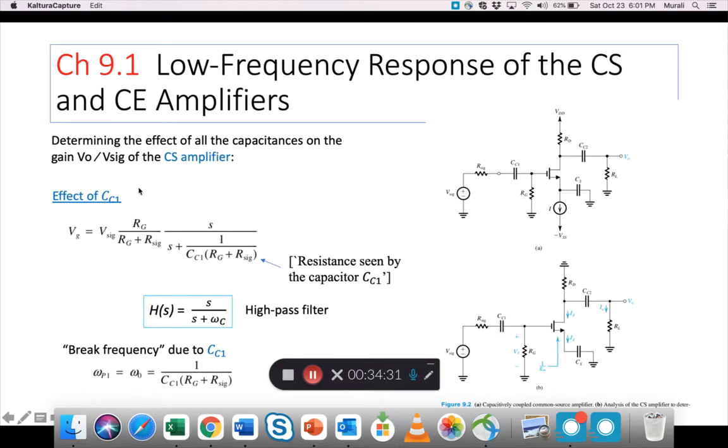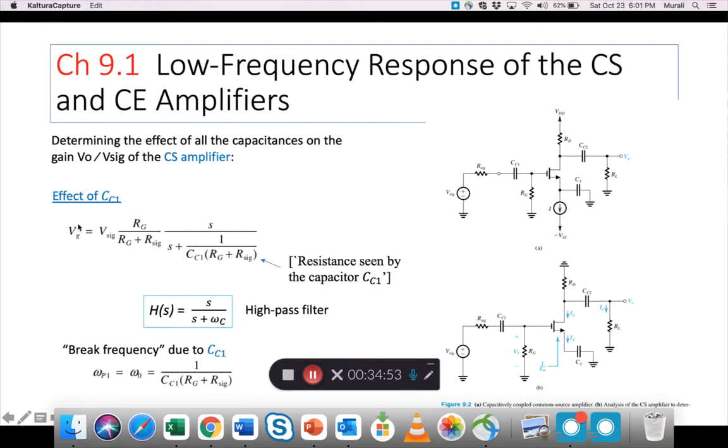Okay, so now we need to determine the effect of all the capacitances on the gain, which is V out by V signal of the CS amplifier. So how do we do this? We have three capacitors. How do we find the effect of all these capacitances?